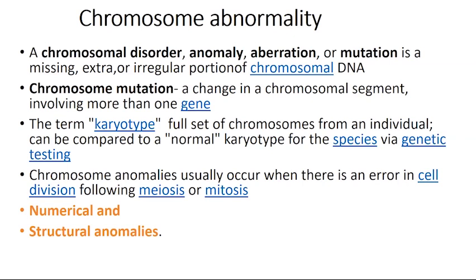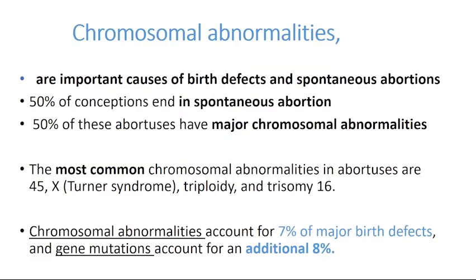The common time period is when mitotic or meiotic division is occurring. Anomalies can be numerical or structural. When you study the chromosomes, that study is what we call karyotyping, and this is the normal karyotyping for the species via genetic testing. So that is seen. Chromosomal abnormalities are an important cause of birth defects and spontaneous abortions.